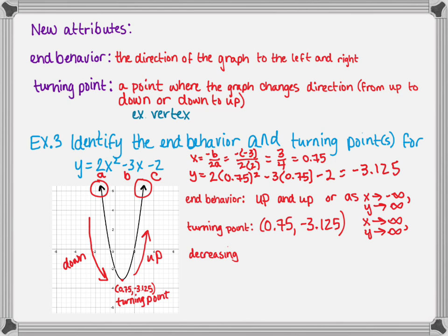There could be more than one interval for decreasing and increasing. Here, for the quadratic, we're just going to have one of each. So the x values where this function is decreasing are from -infinity up until 0.75, the x value of the vertex. And the function is increasing where it's going up. And for this function, it's going up from 0.75 to infinity.